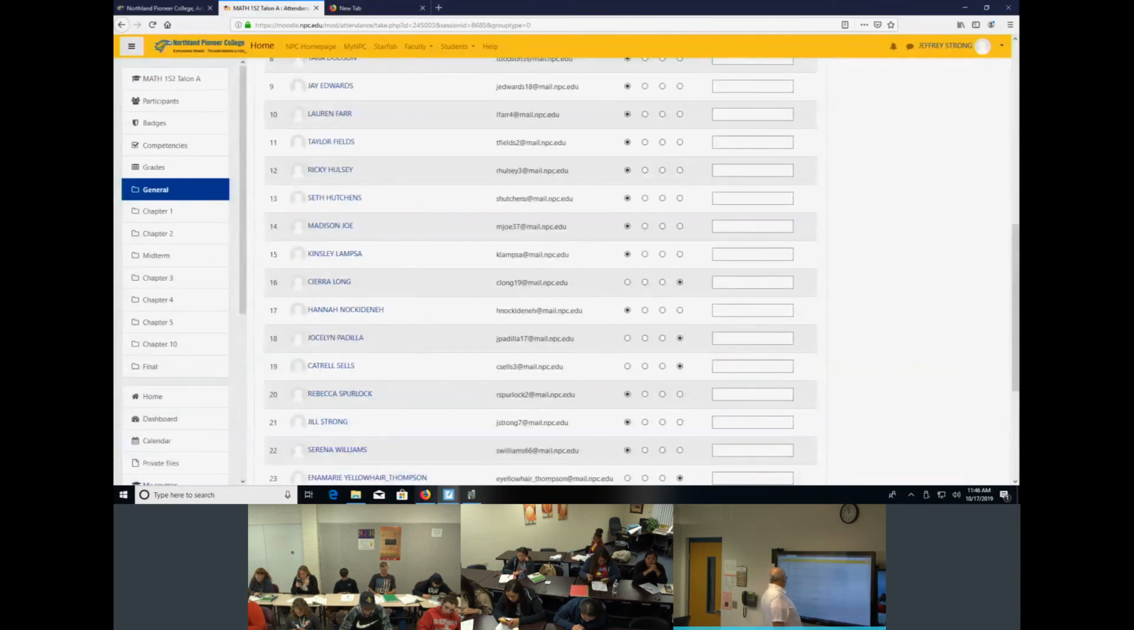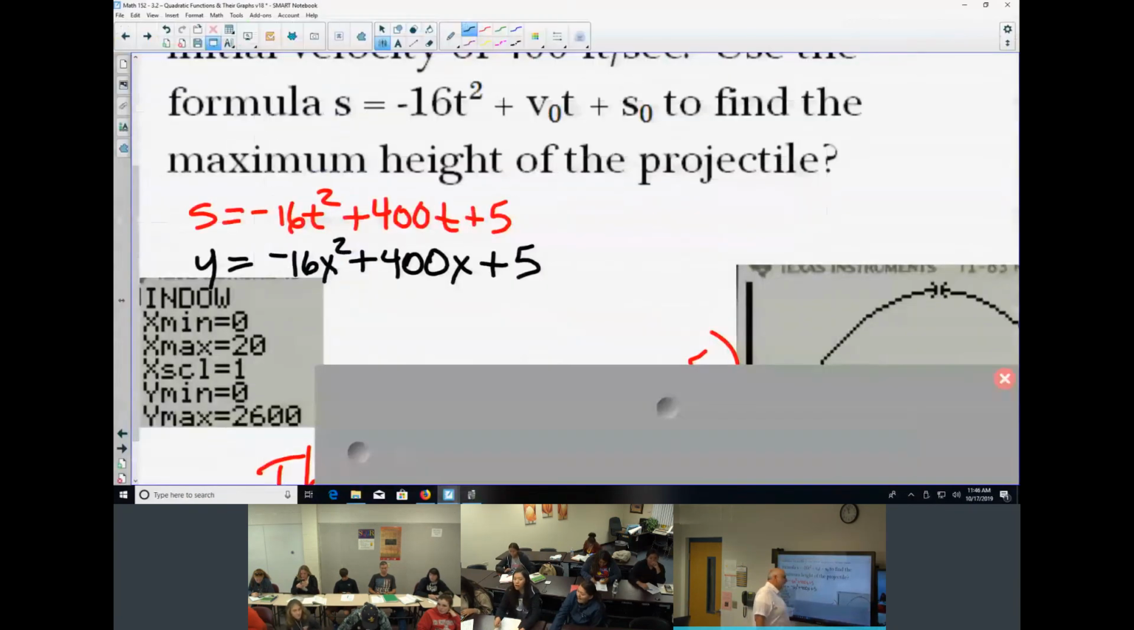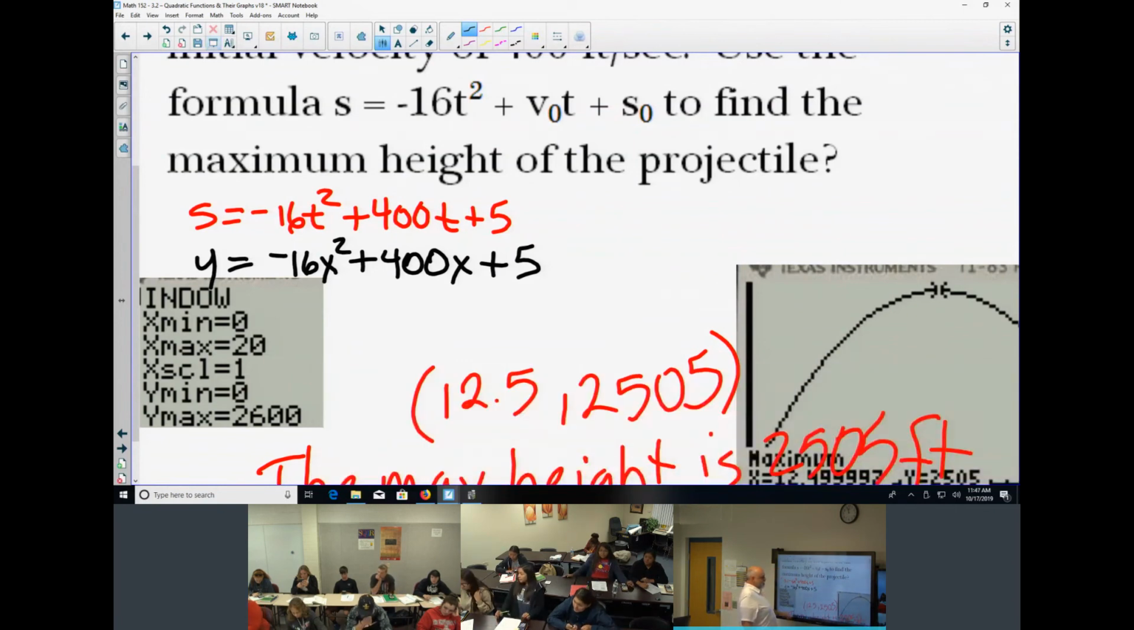All right, so Ricky, what do you have for the maximum height? 2,505. 2,505. Great. And then 12.5 is how many seconds it takes to reach that maximum height. Okay?